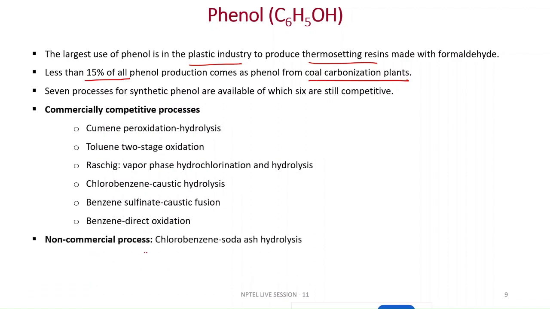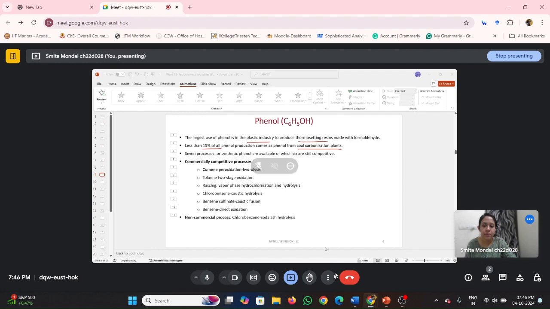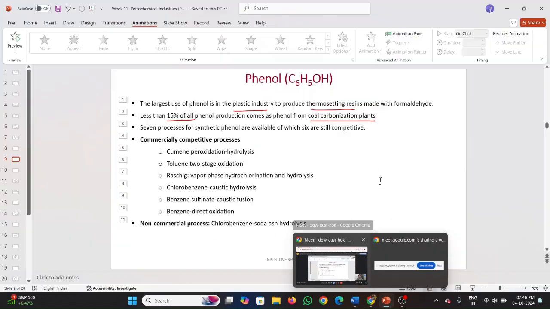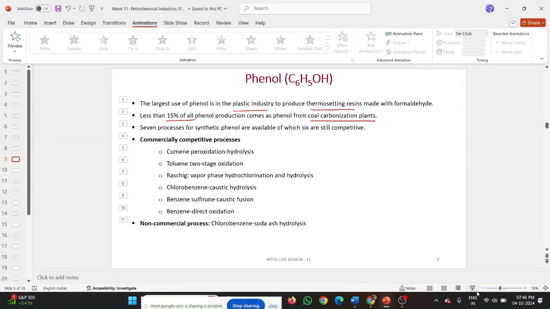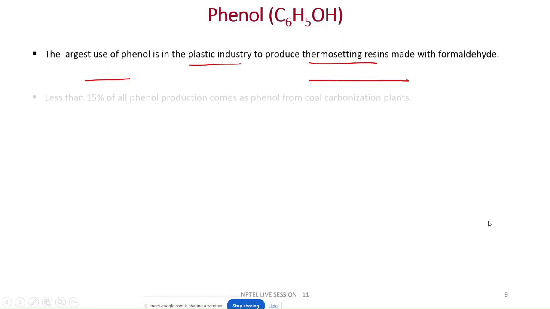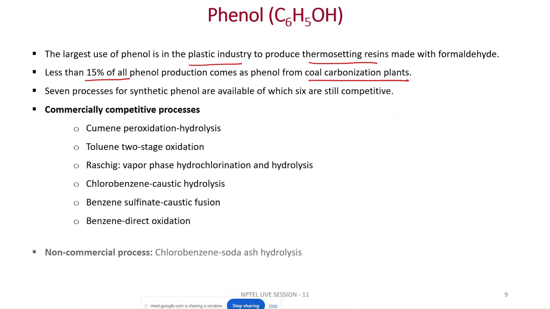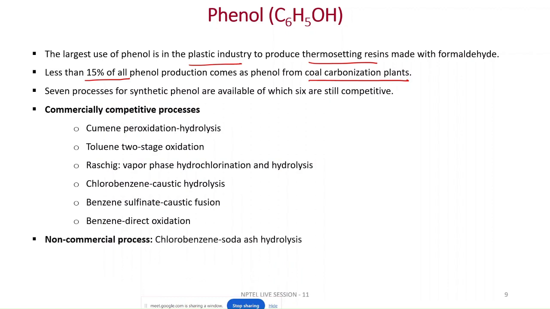The other non-commercial process of phenol production is chlorobenzene soda ash hydrolysis. So we will be discussing these 6 commercially competitive processes.